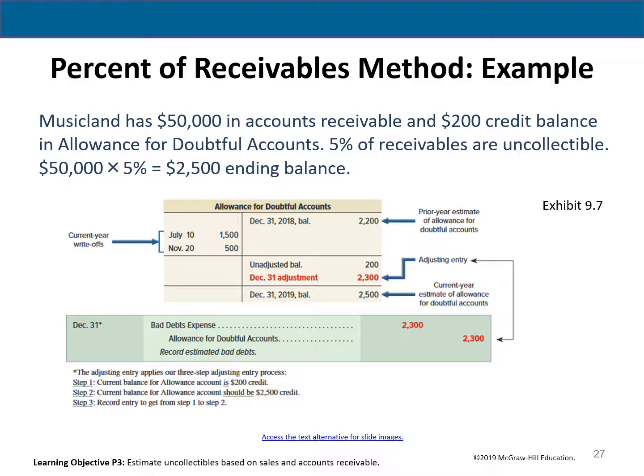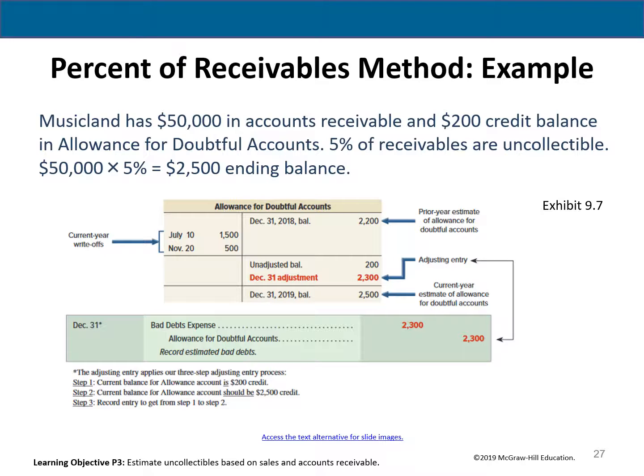What we do then is we go, okay, how much is our estimate for 2019? This company uses accounts receivables, which has a $50,000 balance, 5%. So they take 5% of $50,000, $2,500 is their estimate. That needs to be the balance, the ending credit balance in the allowance for doubtful accounts. So how do we get it there? We have to increase it $2,300.